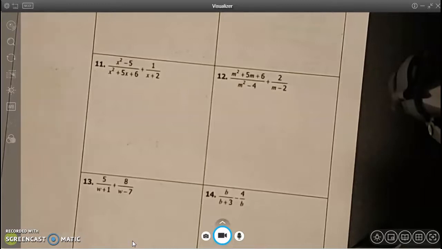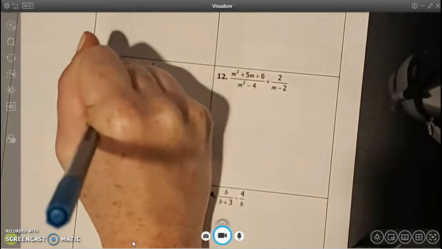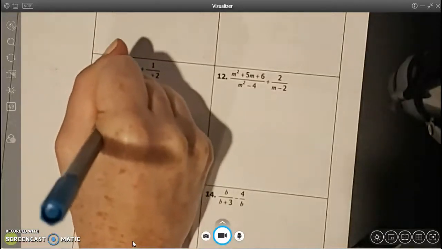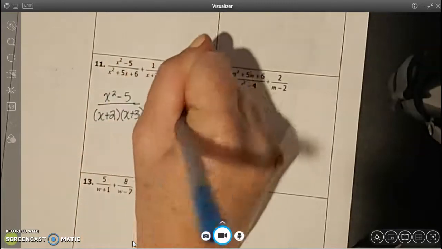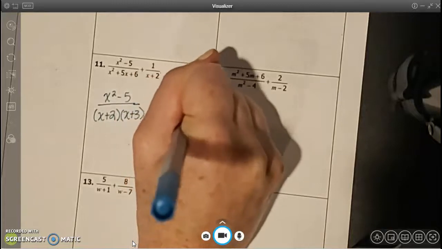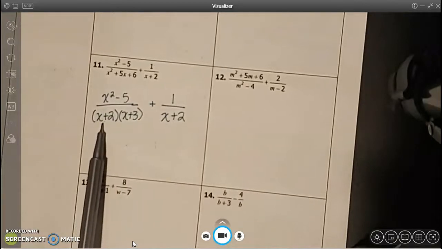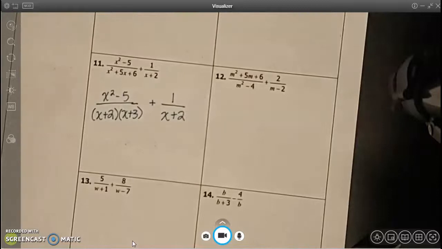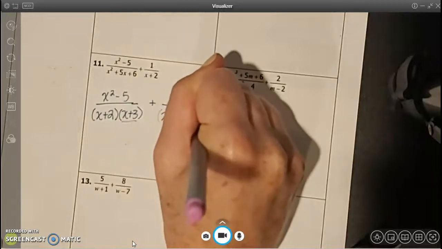So here I have x squared minus 5 all over what multiplies to give me 6 and adds to give me 5. That's 2 and 3. So it's x plus 2, x plus 3, and then plus 1 over x plus 2. Now I can see this left side has a factor of x plus 2 and a factor of x plus 3. The right side only has a factor of x plus 2. It's missing a factor of x plus 3. So I'm going to multiply this side by x plus 3, both the top and the bottom.